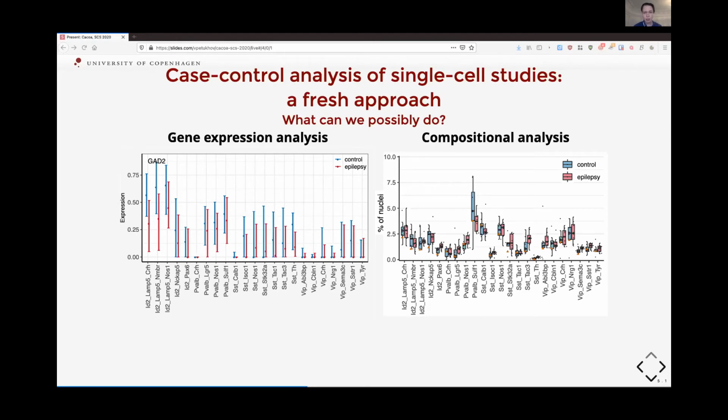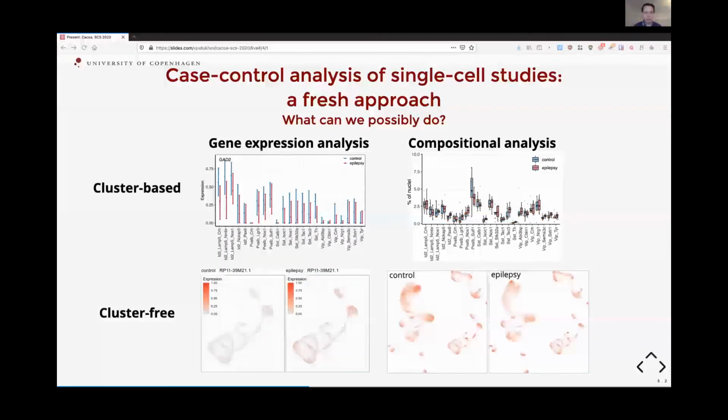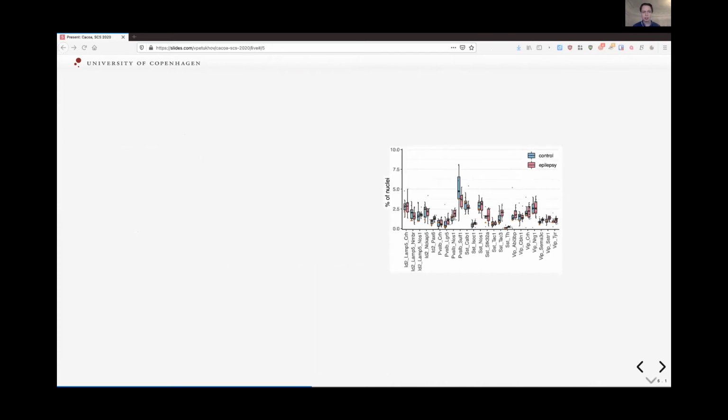So these are two major categories, and we also split them into cluster-based and cluster-free. Cluster-free is where we developed methods to do exactly the same things, but without any annotation. First we find interesting regions, and then we try to understand what these regions actually are. I will go through this one by one.